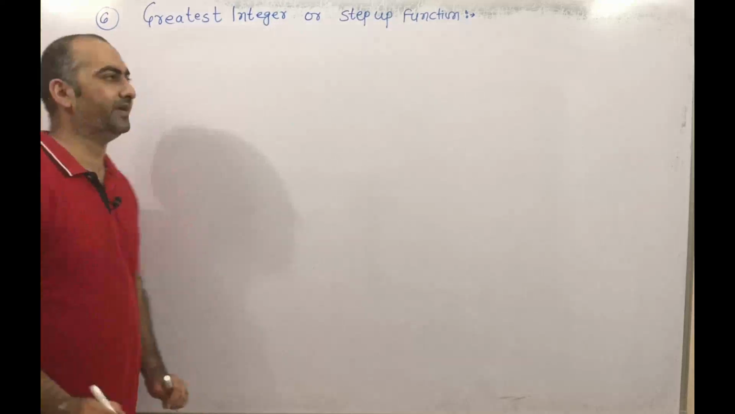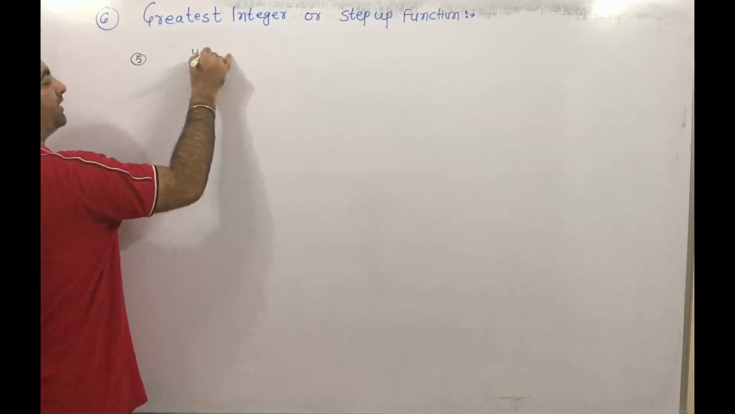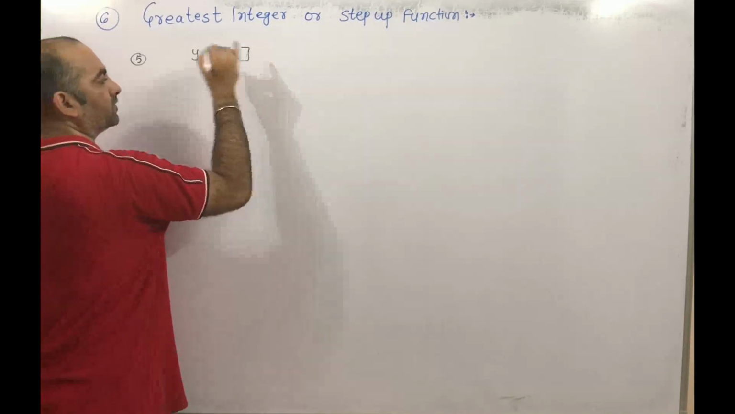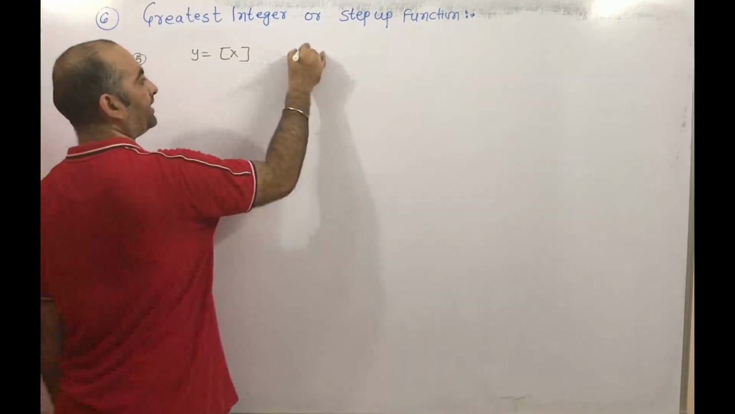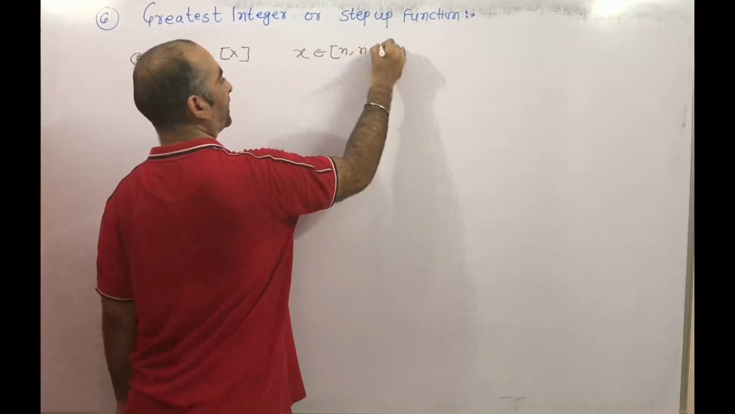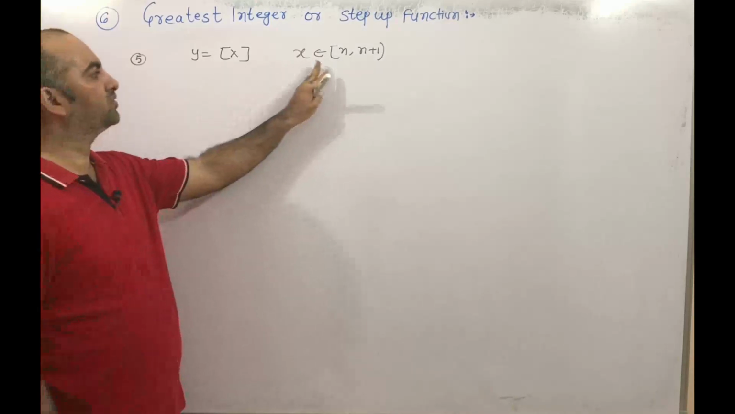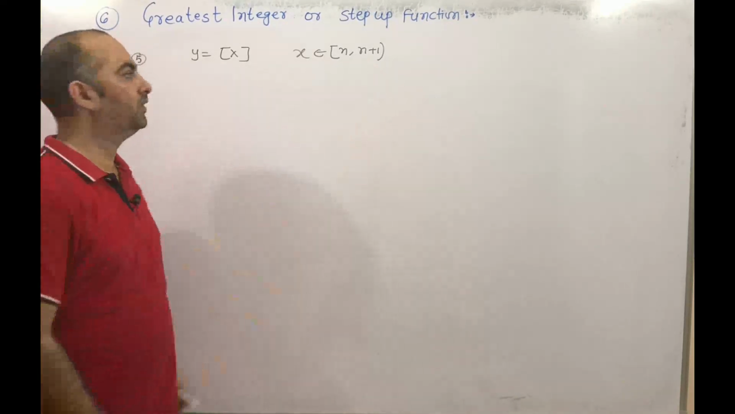Property number 5. What is property number 5? y equal to the greatest integer of x, and x belongs to what? The closed interval n to n plus 1. y equal to the greatest integer of x, and x belongs to n to n plus 1, where n is what?